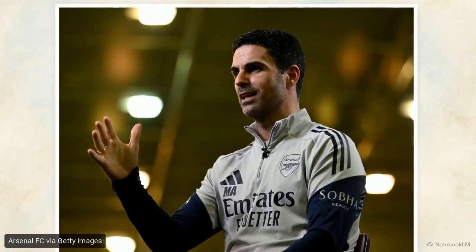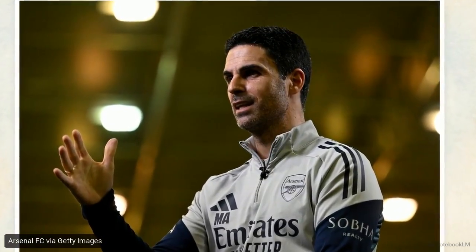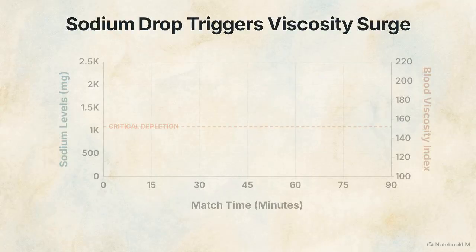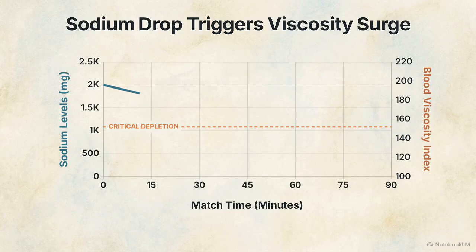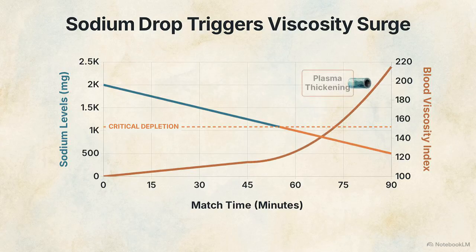Navigating a congested fixture list while competing in a Champions League semifinal places an immense physical toll, requiring strict management from team leadership. Looking at this chart tracking a player over a 90-minute high-intensity match, we see how quickly the body burns through its reserves, losing nearly 1,000 milligrams of sodium per hour of play. As sodium plummets, blood plasma viscosity climbs in tandem. The blood becomes thicker, forcing the heart to work significantly harder just to deliver oxygen to the working muscles.